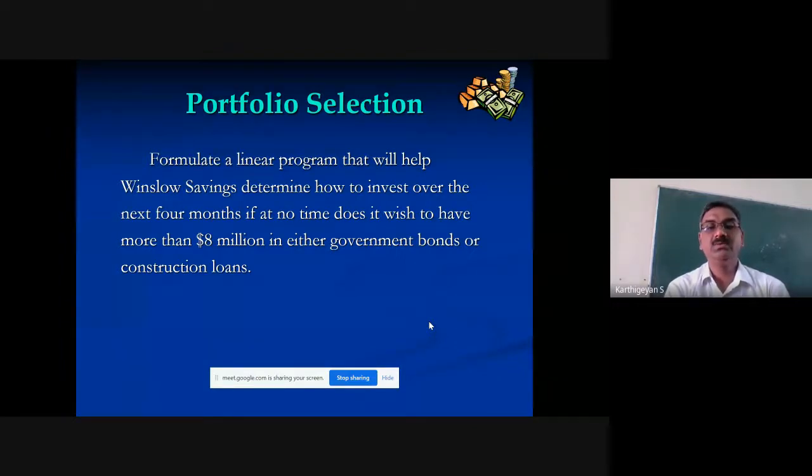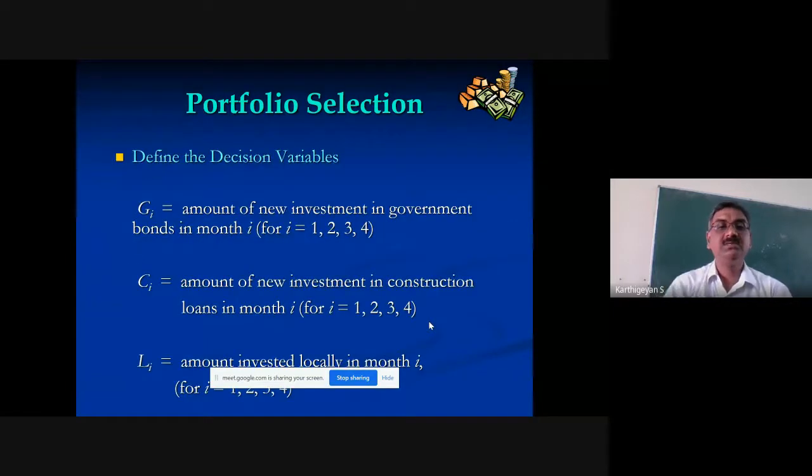Okay, so it wishes to have no more than 8 million in either government bonds or the construction loans. So that is also another constraint. At no time does it wish to have more than $8 million in those two types of investments, government bonds and construction loans. So based on these constraints, this portfolio selection may be formulated.